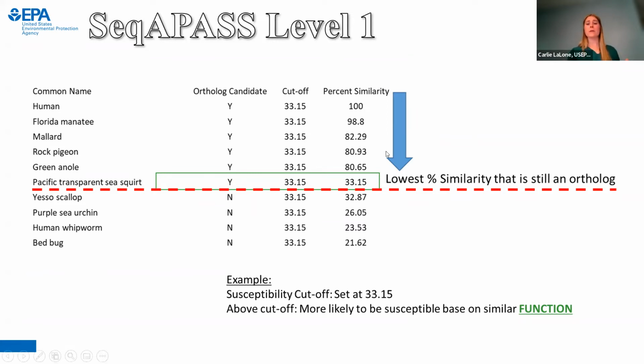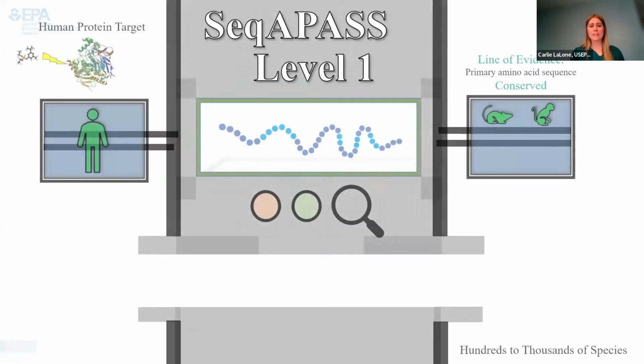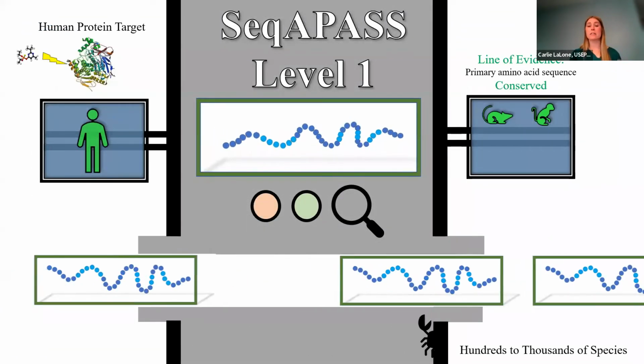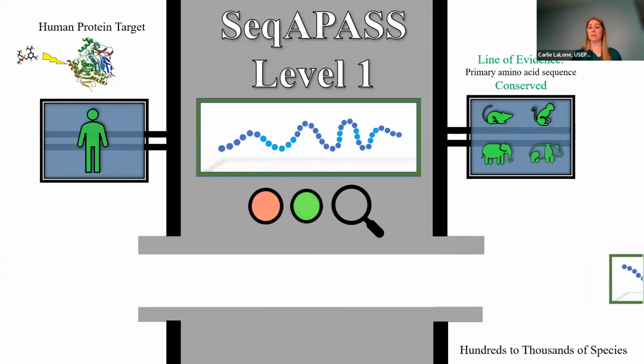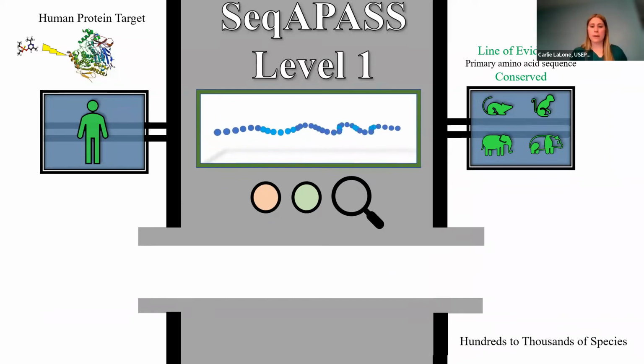And what we do is we look in the data. We'd have hundreds or thousands of sequences and data, and we'd say, what is the lowest percent similarity where we're still identifying ortholog candidates to be able to make this assumption of a more likely similar function there. And that's where we set our susceptibility cutoff across the whole data set. So those sequences that are above the cutoff are more likely to be susceptible or more likely to be conserved, whereas those below the cutoff are less likely to be conserved. And so we can screen hundreds to thousands of species and have predictions of susceptible yes or susceptible no.